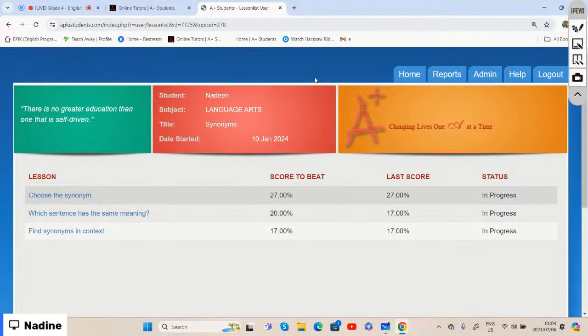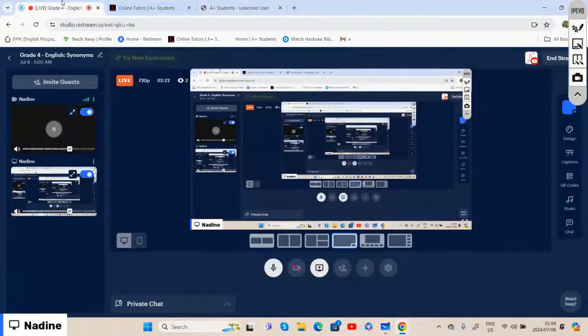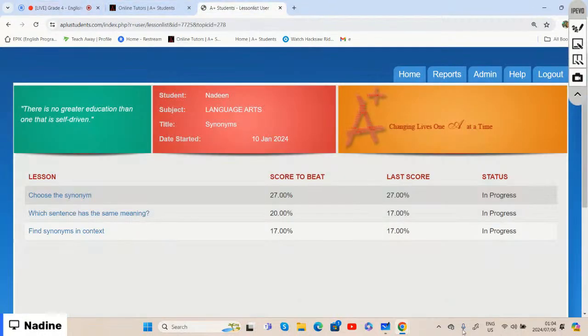So, synonyms, this is a continuation of our previous lesson, right? In our previous lesson, we had to choose synonyms and we also had to say which sentence has the same meaning. That is why I'm saying this is a continuation, because we did not complete everything on synonyms. So today we're going to finish off the rest of synonyms, right? All right.